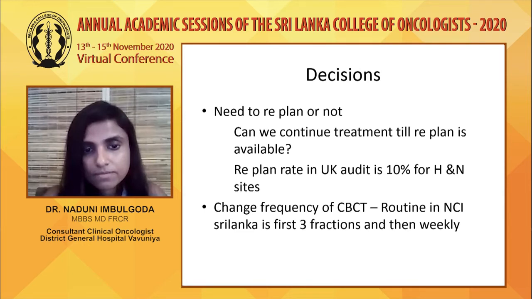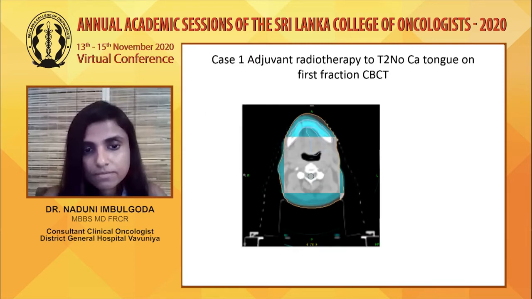So a few cases. The first case: adjuvant radiotherapy to a T2 N-positive carcinoma of tongue. This is the first fraction for the cone-beam CT. The cone-beam CT is in blue, the gray is the planning CT. You can see there's some shift here. So there's a setup issue. There was a displaced mouth bite here, so we needed to repeat the cone-beam CT with it properly adjusted.